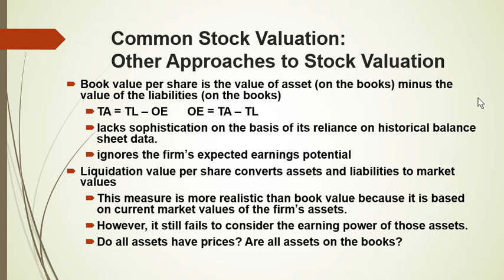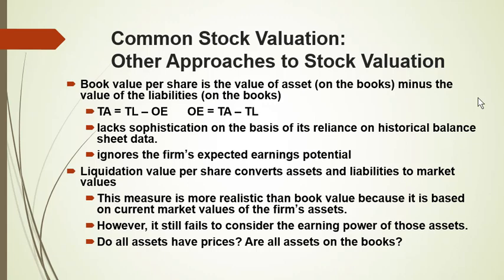So continuing with our analysis, let's look at some other ways to value stock. One of the techniques we could use is something called the book value per share. This is the accounting value, right? So it's the value of the assets on the books minus the value of the liabilities on the books. Now the liabilities will be very close to market value. They're typically recorded and sometimes marked to market as the value of debt changes. But total assets are a historical number.